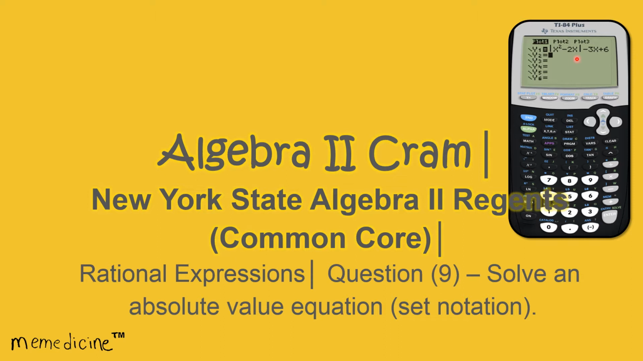So, rational expressions, question 9, solve an absolute value equation. We'll be discussing set notation, an absolute value equation, factoring polynomials, polynomial roots, solution sets, the zero product property, checking for extraneous roots, and putting a second order polynomial equation into standard form.